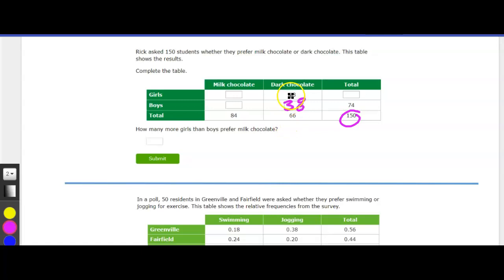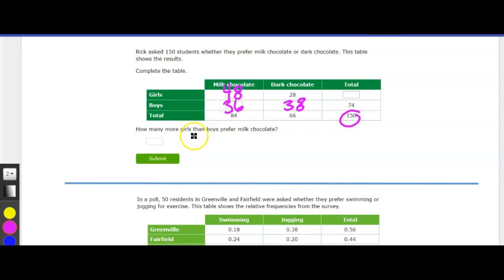All right. And then now that we have the total and dark chocolate, we can subtract to figure out the boys. So 74 minus 38, that would give you 36. And again, now that we know this total and the boys, we can subtract to get the girls. So 84 minus 36, that would give you 48.